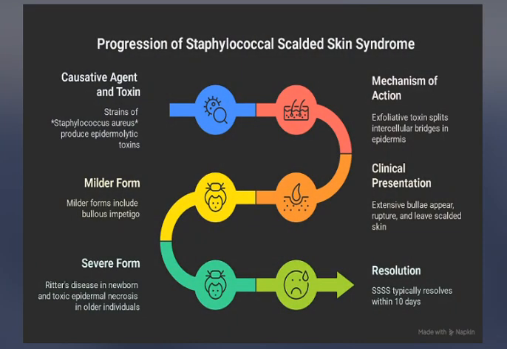Staphylococcal scalded skin syndrome progresses as certain strains produce epidermolytic toxins that break down connections in the skin's outer layer. This leads to blistering and peeling, with milder forms like bullous impetigo and more severe forms like Ritter's disease in newborns. Typically, the condition resolves within about 10 days, but it can be serious.